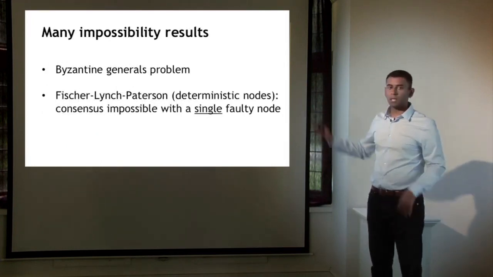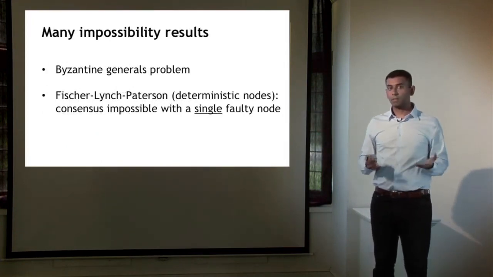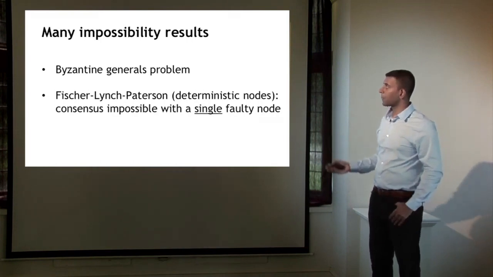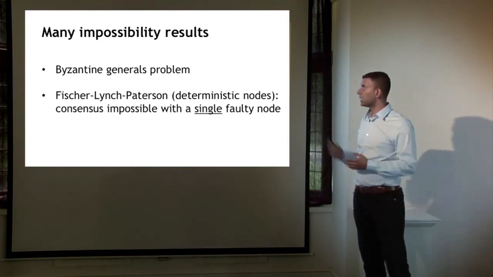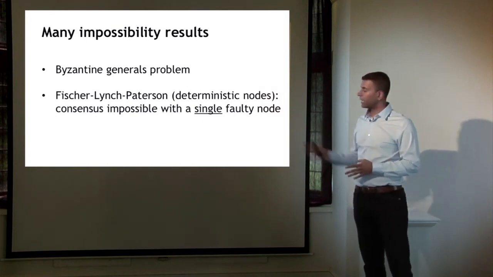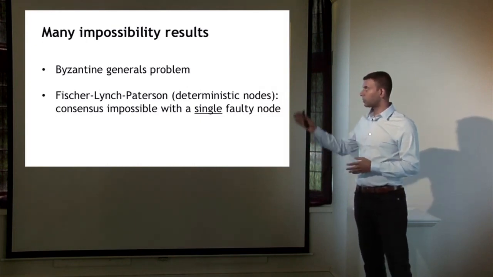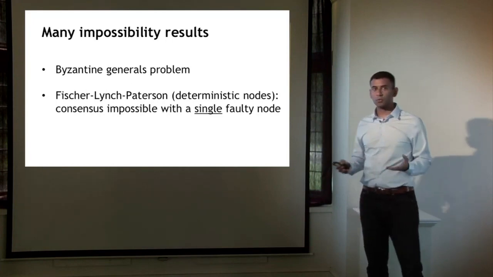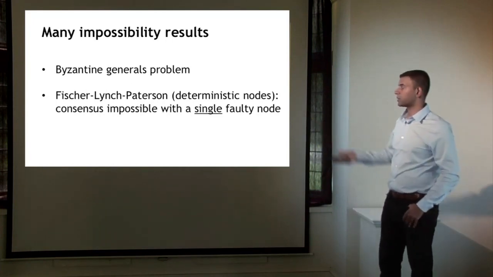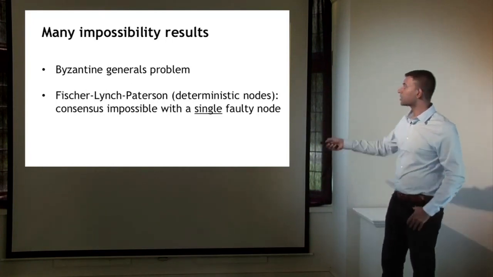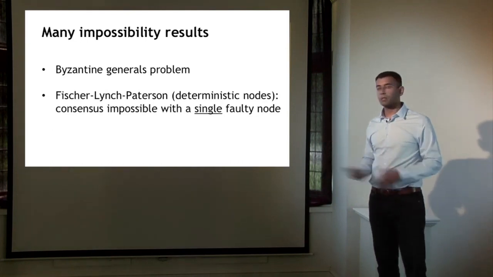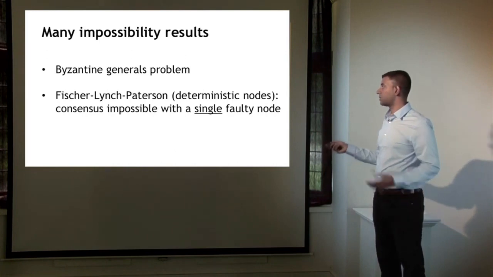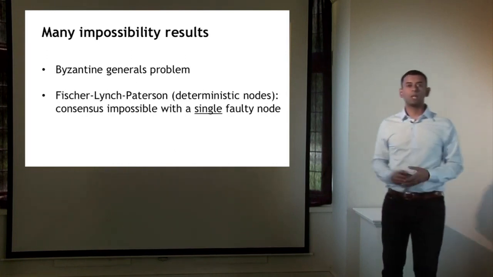I'm just going to name a couple of these in case you want to look them up, but I won't go into too much detail. One impossibility result that's very well known and pretty simple to understand is called the Byzantine generals problem. And a much more subtle one, known for the names of the authors who first proved it, is called the Fischer-Lynch-Paterson impossibility result. Under some conditions, which include the nodes acting in a deterministic manner, what they proved is that consensus is impossible even with a single faulty process.